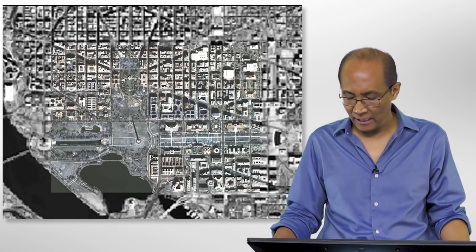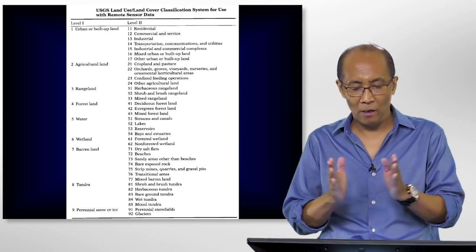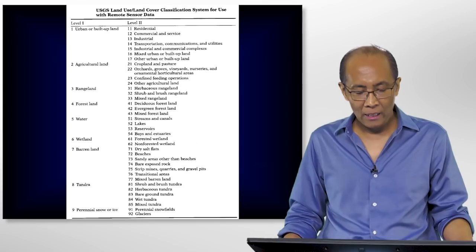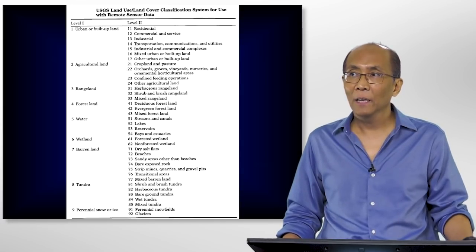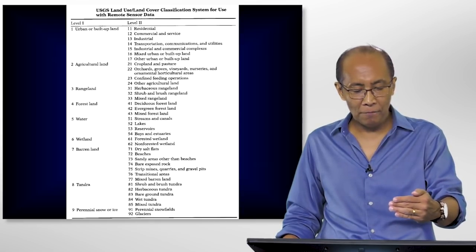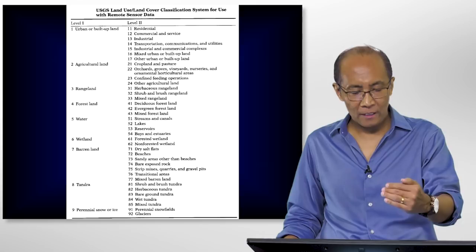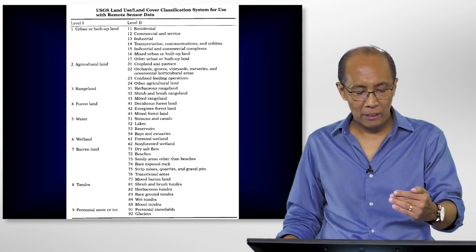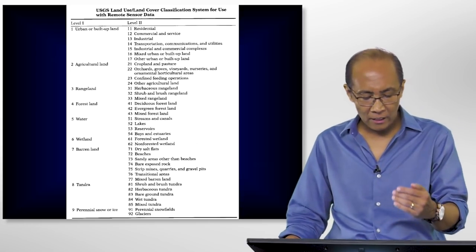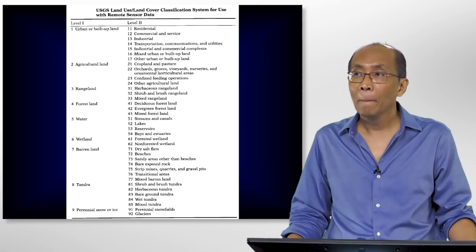This is Washington, D.C. And I'm going to give you some example of how we can identify land use land cover maps. Right, so if you take a look at it from the left side, level 1, you identify those classes from your satellite image. One is urban, another one is agricultural, another one is rangeland, another one is forest, then water, wetland, barren land, tundra, and then perennial snow or ice.